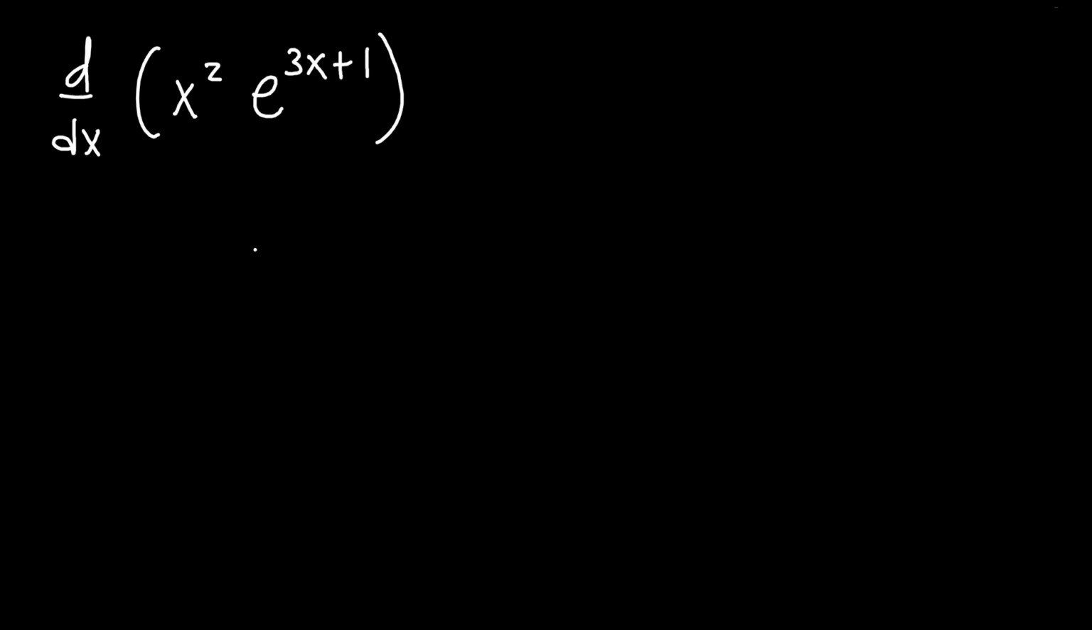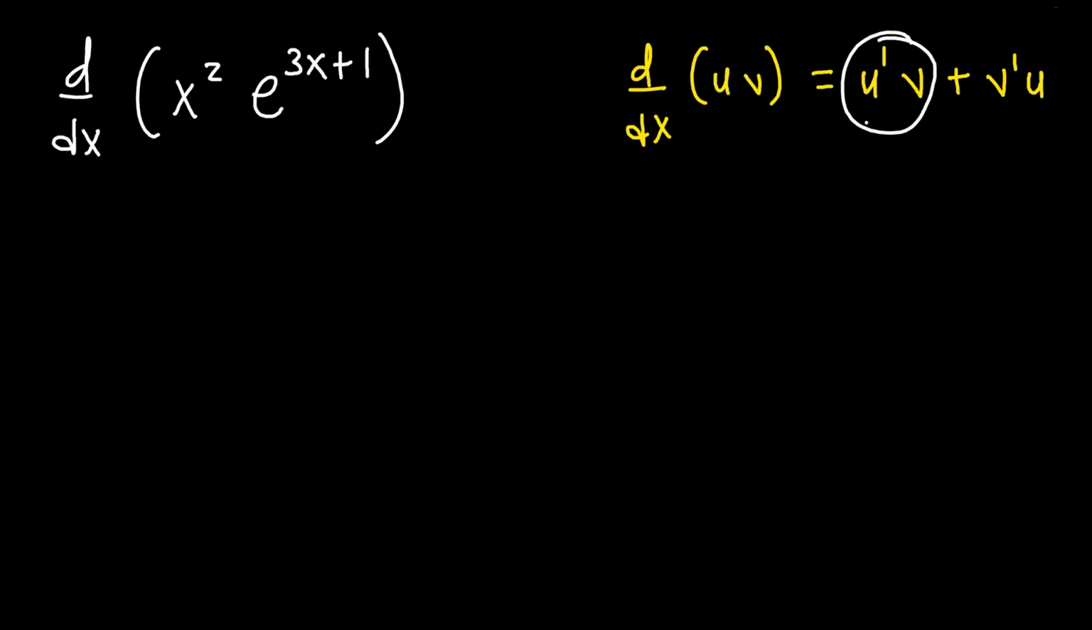Now let's look at our last example. Let's say we need to find the derivative of x to the power of 2 times e to the power of 3x plus 1. Now to differentiate this, we shall use what we call the product rule. Whenever you have the derivative of u times v, this will be equal to u prime times v, and then plus v prime times u. In simple terms, you differentiate u and keep v constant, and then differentiate v and keep u constant.